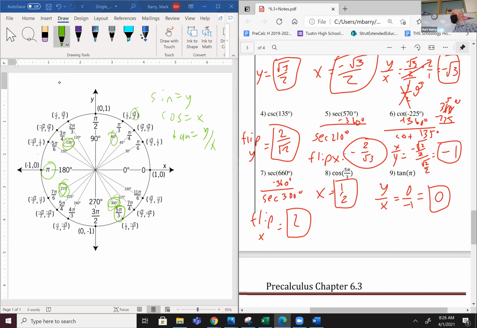Wait a minute, Mr. Barry, isn't that undefined? No, this one is 0. We are actually going to see some undefined, but what makes a fraction undefined is not 0 in the numerator. What makes it undefined is 0 in the denominator, okay?